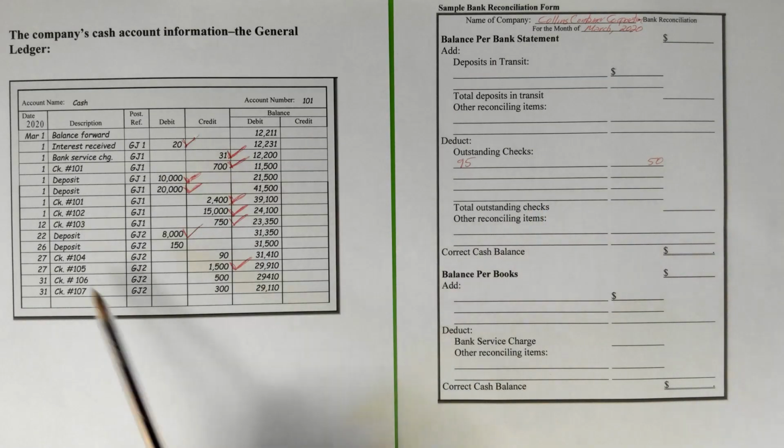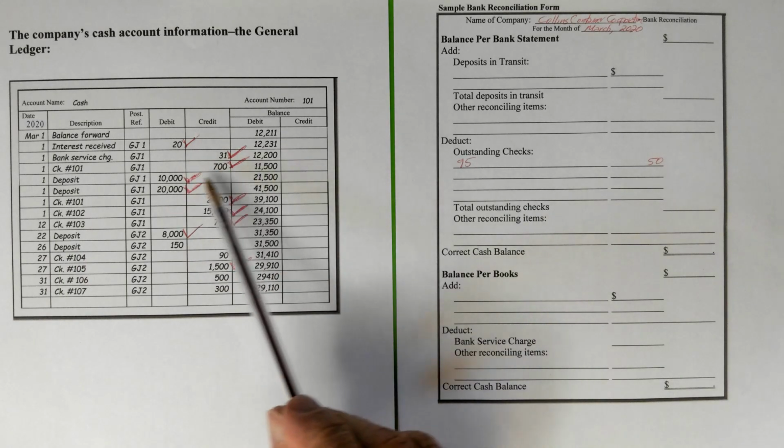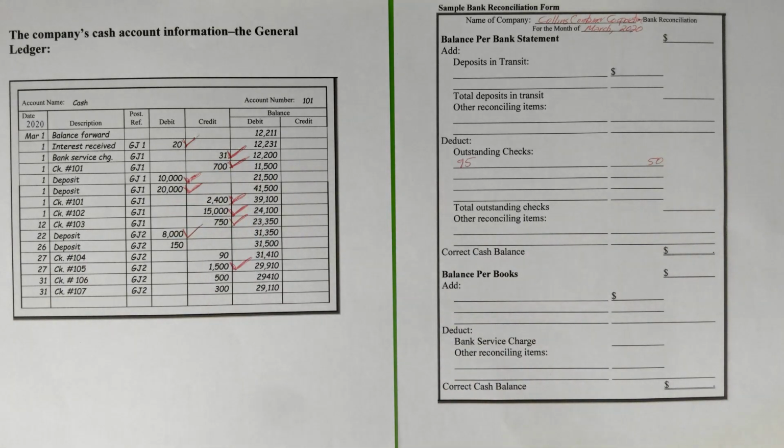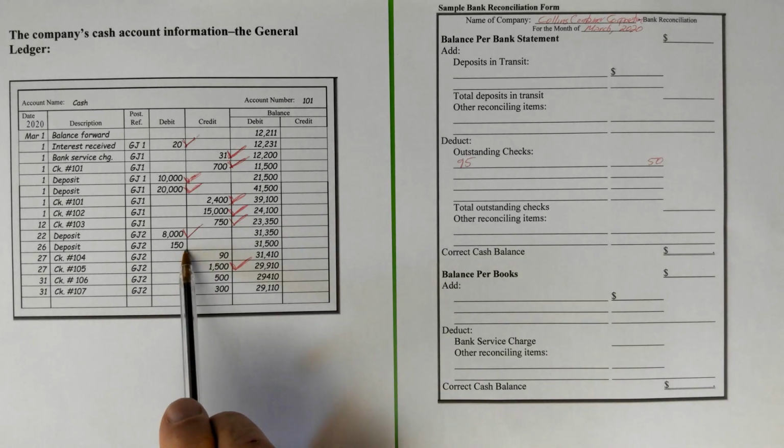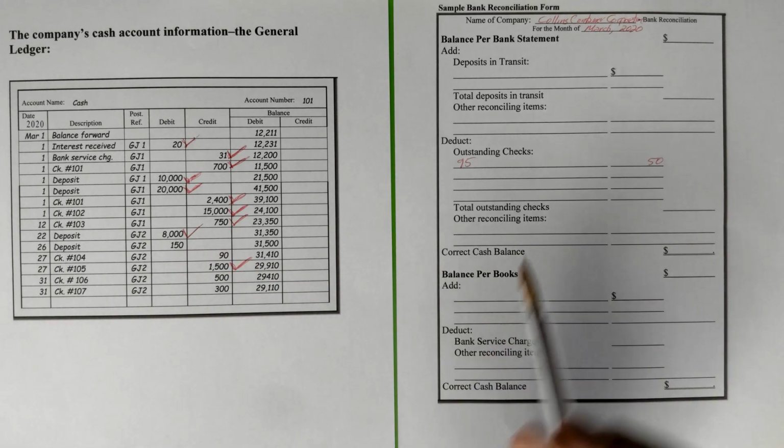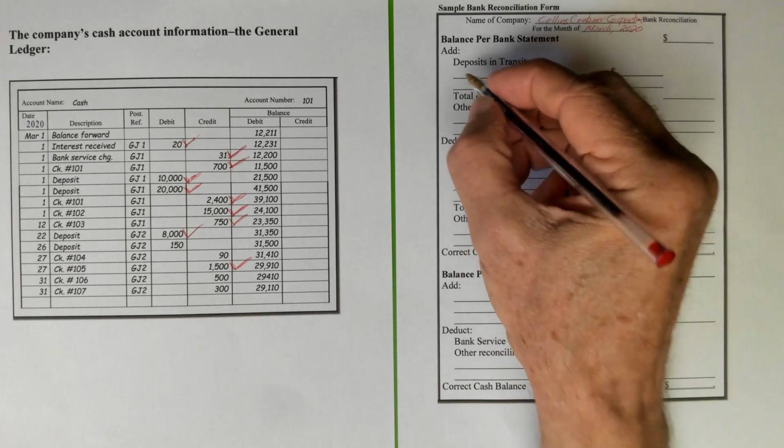Now I'm looking at our general ledger. And most of these items have been checked off, but there are a couple. There's some deposits in transit. Let's see, where is that? There it is right there. On March 28th, there's a deposit for $150. So deposits in transit right up here. It's March 28th.